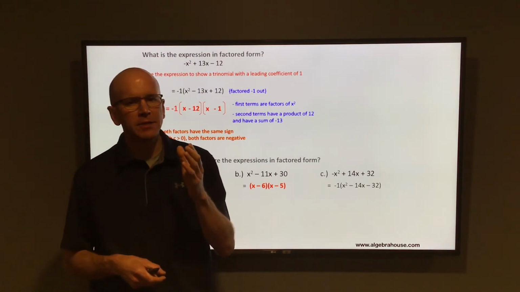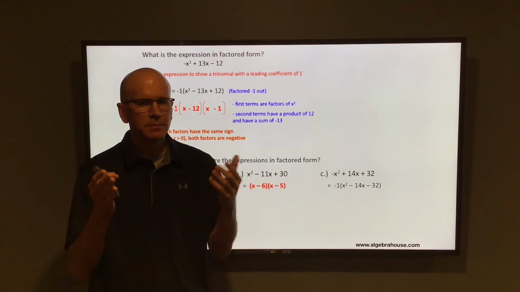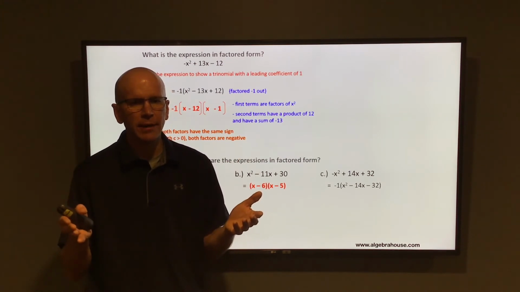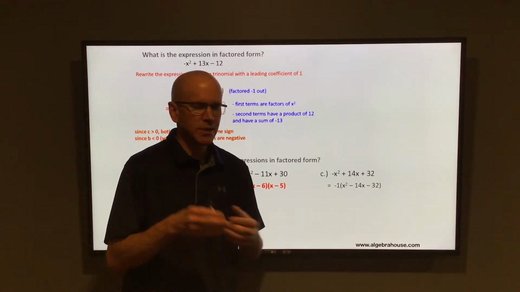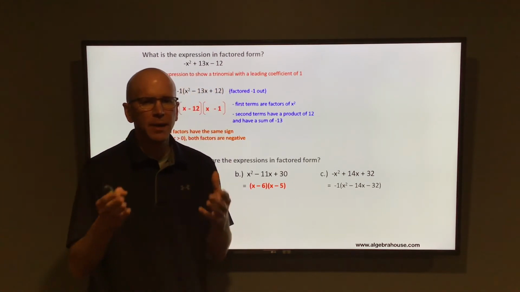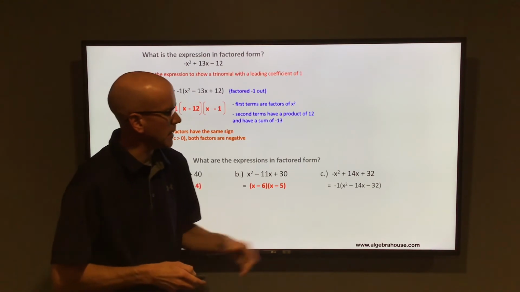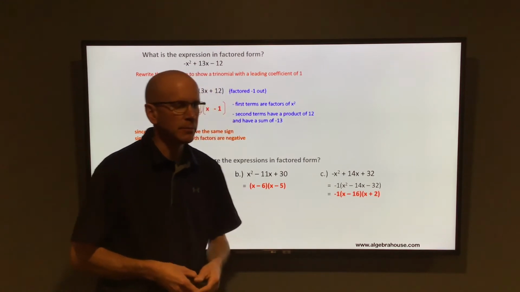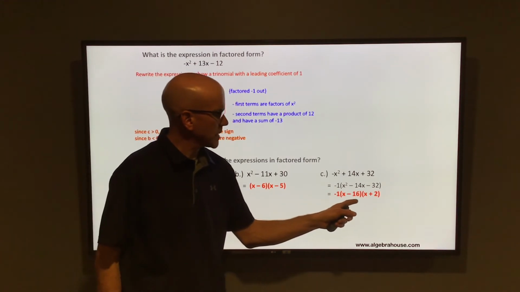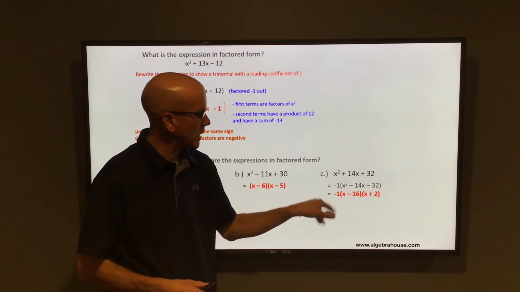So then you have to decide which one is negative, so that when you add them together, you get a negative 14. Is the 16 negative or is the 2 negative? So is it negative 16 and 2 or is it positive 16 and negative 2? You're looking for the pair that adds together to make a negative 14, and that would be negative 16 and positive 2. So negative 1 times x minus 16 times x plus 2 is what that factors into. You really don't need the 1 there, just the negative sign will do.